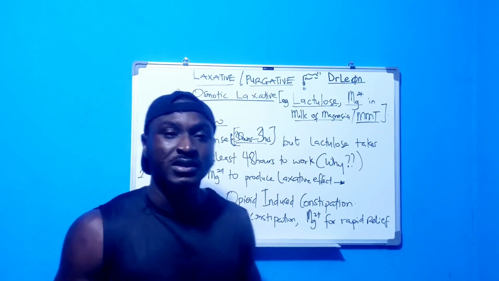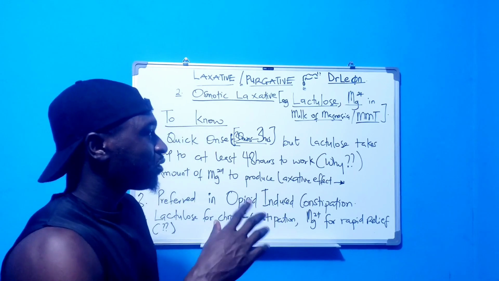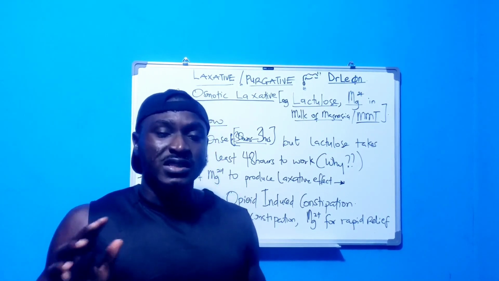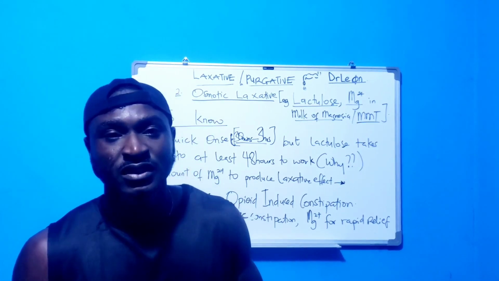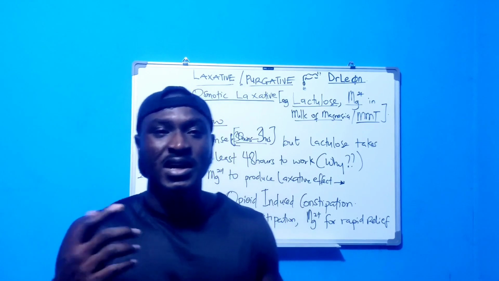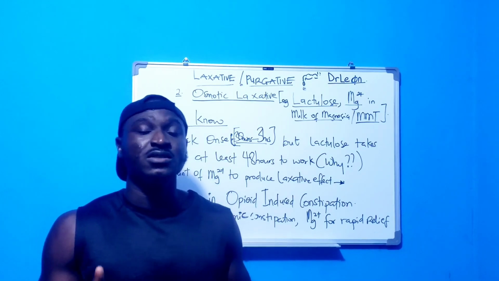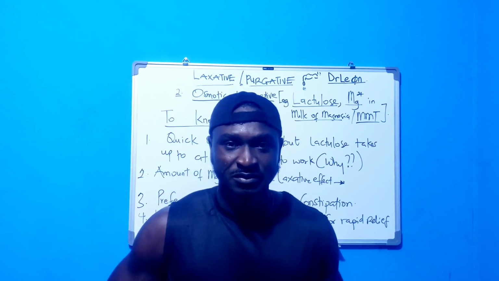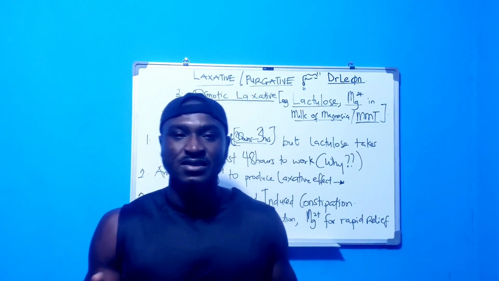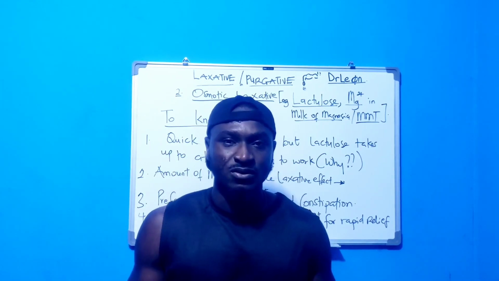The reason why lactulose takes up to 48 hours to work is that lactulose itself is not osmotically active. So it has to be converted to an osmotically active substance or ions. When you take in lactulose, it has to be broken down, fermented by the bacteria in our GI tract into an osmotically active acid like acetic acid. And that breakdown or fermentation takes time to happen.